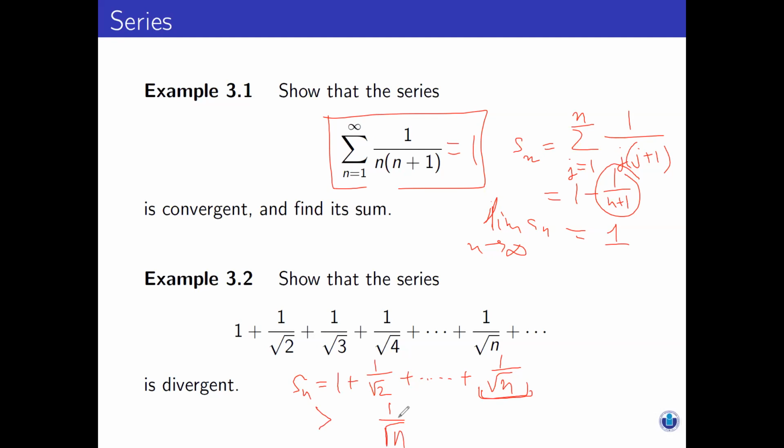So the sum is going to be smaller if you replace every term by this smallest one. And then you have exactly n terms. And this is square root of n. And certainly square root of n goes to infinity. And Sn is even bigger than that, so certainly Sn also goes to infinity. Is this clear?